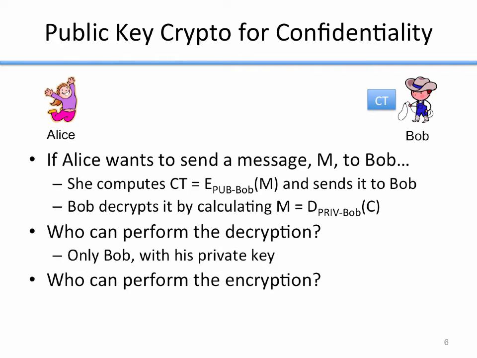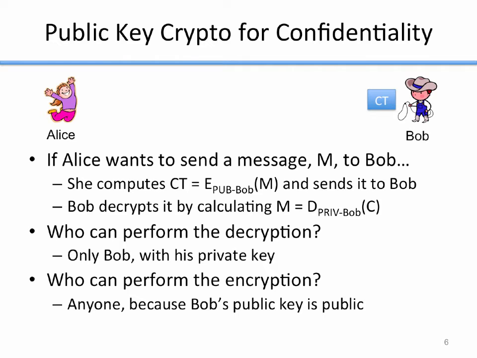Who can perform the encryption? Well, anyone, because Bob's public key is public, and that's the only thing you need in order to encrypt. So anyone can encrypt a message to send it to Bob, but only Bob can decrypt it. That sounds pretty good, actually.